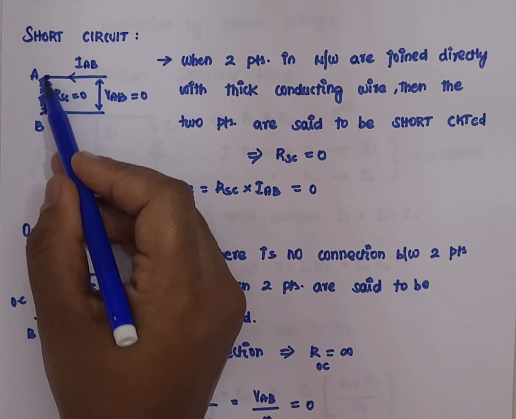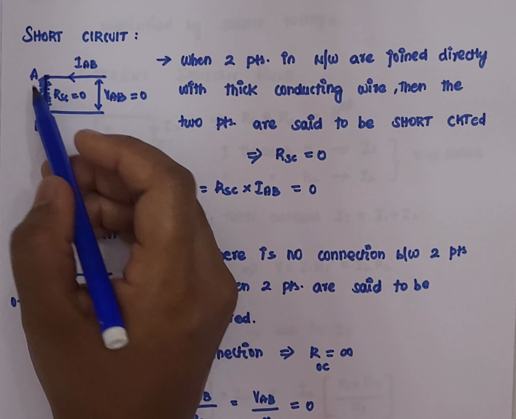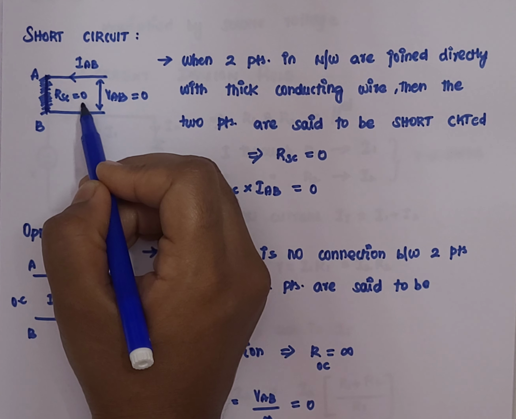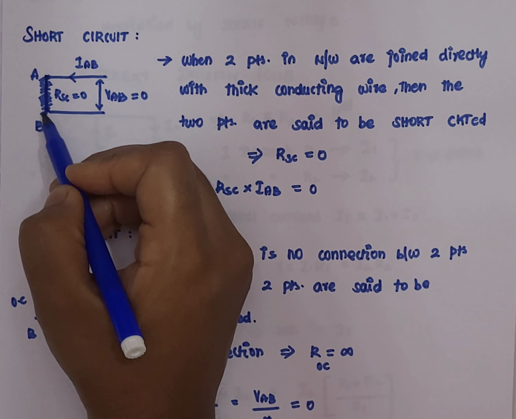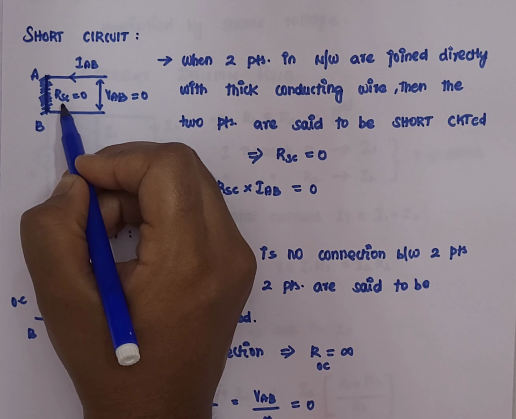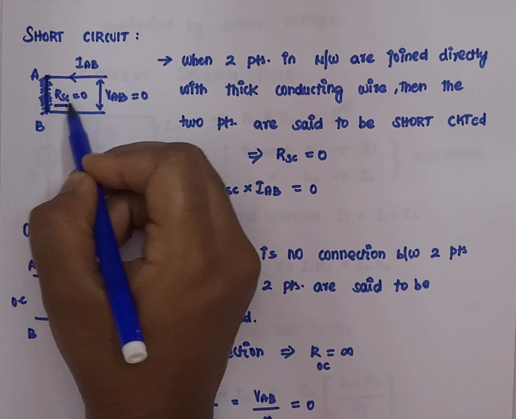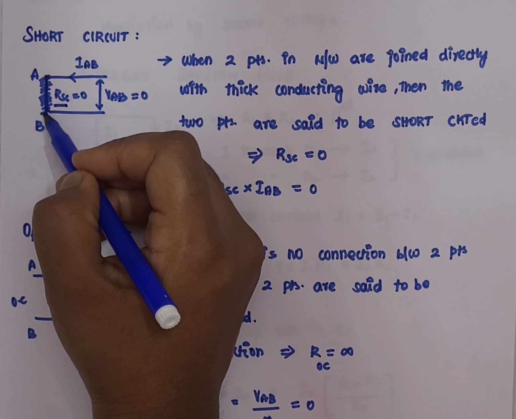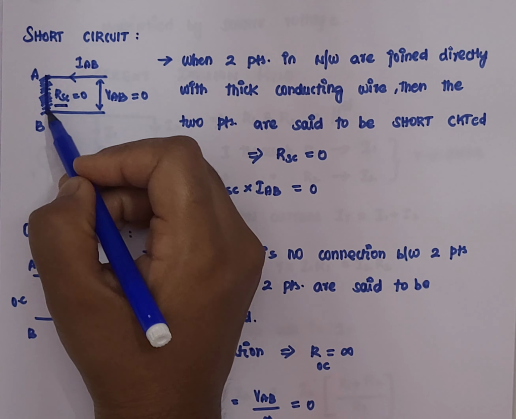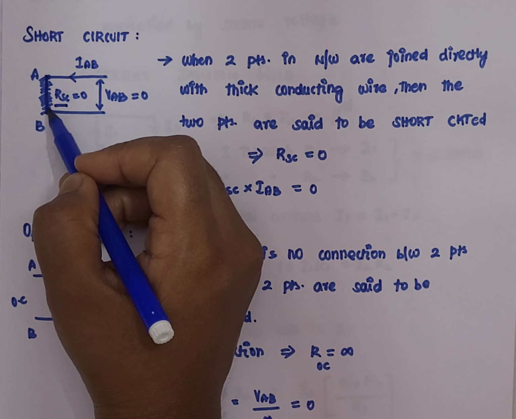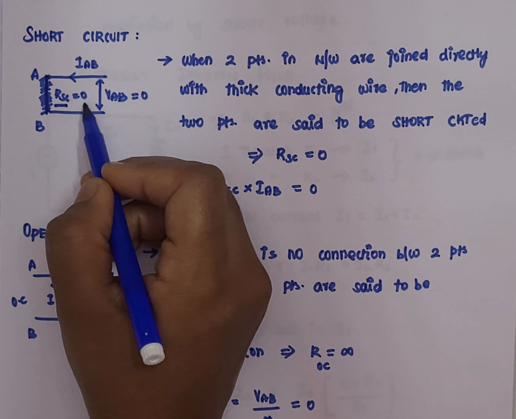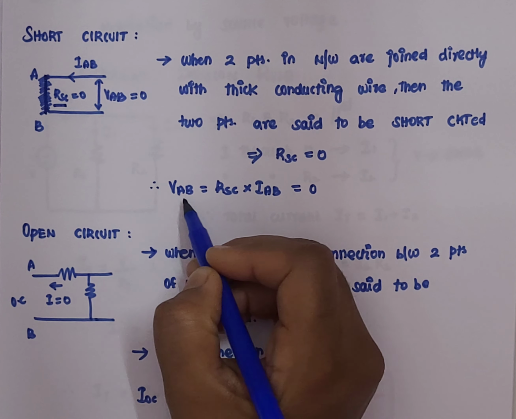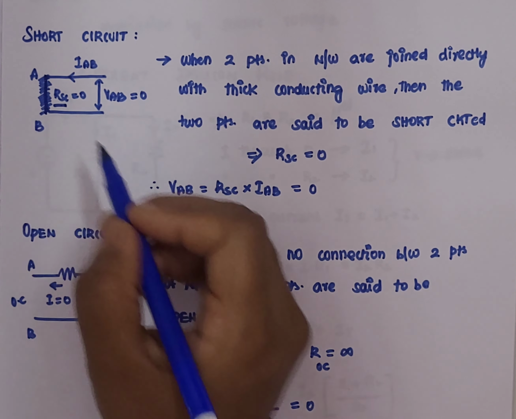So we have a connection over here, which means there is no resistance here. So the resistance value is 0. Since it is short circuited, we represent it with RSC, which is equal to 0. We don't have any resistance or any other elements. It is simply shorted, which means there is no resistance here. So the RSC value is equal to 0, and from this we calculate the value of voltage across these points.